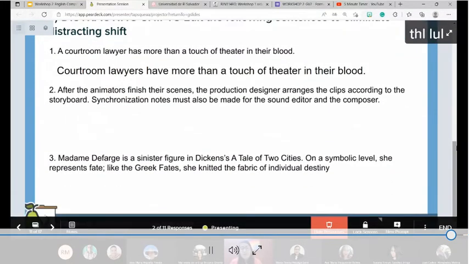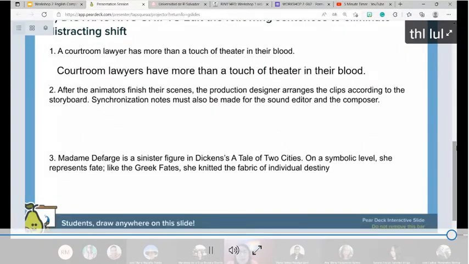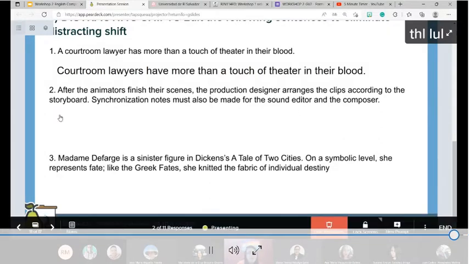After the animators finish their scenes, the production designer arranges the clips according to the storyboard. Synchronization notes must also be made for the sound editor and the composer. What do you think about that one? Sounds weird, right? After the animators finish their scenes, the production designers arrange the clips according to the storyboard, and we are missing something here.